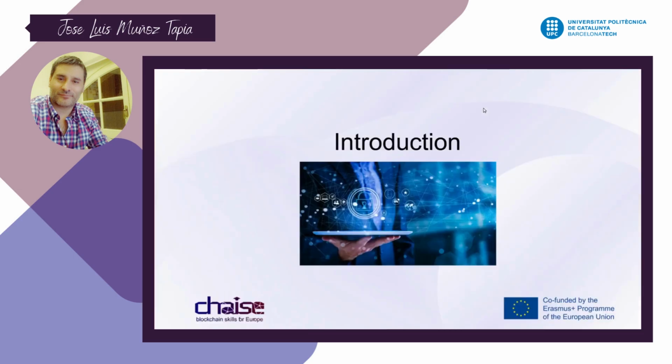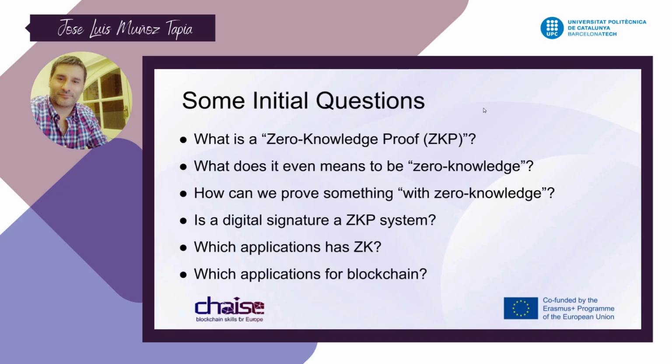So let's go with an introduction to zero-knowledge proofs, and maybe we can start with some questions. For example, what is a zero-knowledge proof? Is something that we would like to know. Even, what does zero knowledge mean? And obviously, what does it mean to prove something with zero knowledge? It seems counterintuitive. I'm proving something without knowledge, or what do we mean exactly?